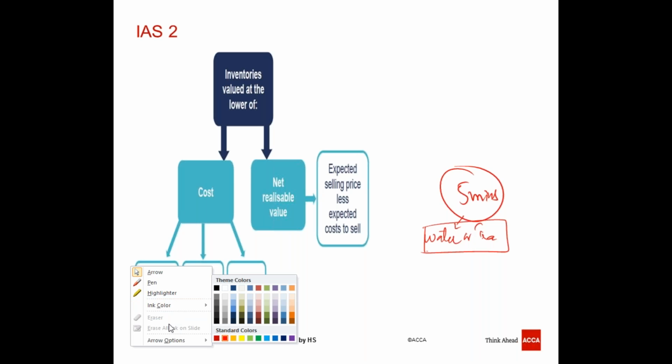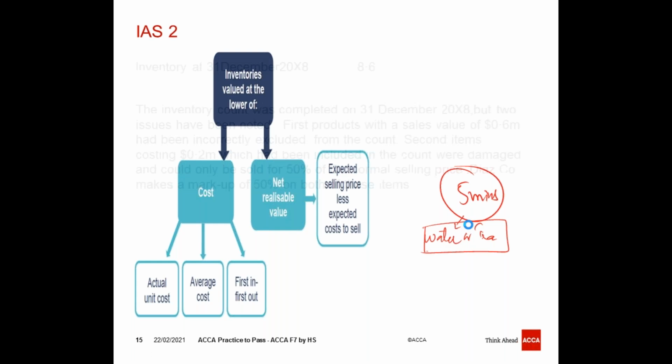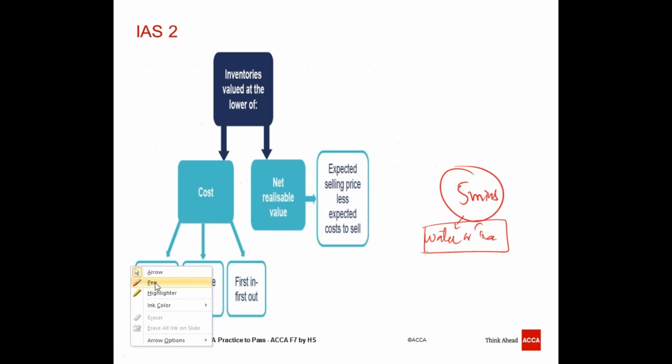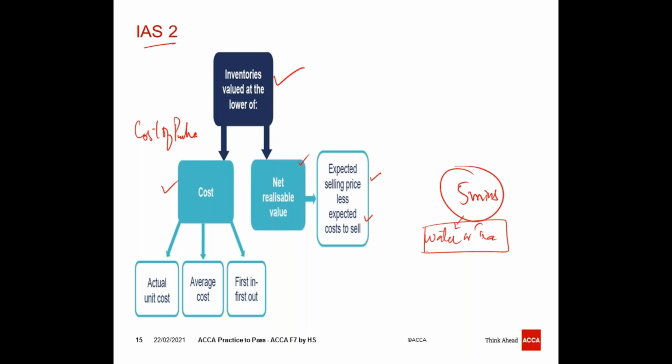So this is about IS 2, inventories. IS 2 says that the inventory should be valued at the lower of cost and net realizable value. Net realizable value is the estimated selling price less expected cost to sell. And cost includes the cost of purchase, cost of conversion, like from material to finished goods, and other costs in bringing the inventory to its present location and condition. So these are the three costs that we need to add in the cost of the inventory, and then we need to calculate the net realizable value, and whichever is lower should be used for the calculation of the inventory.